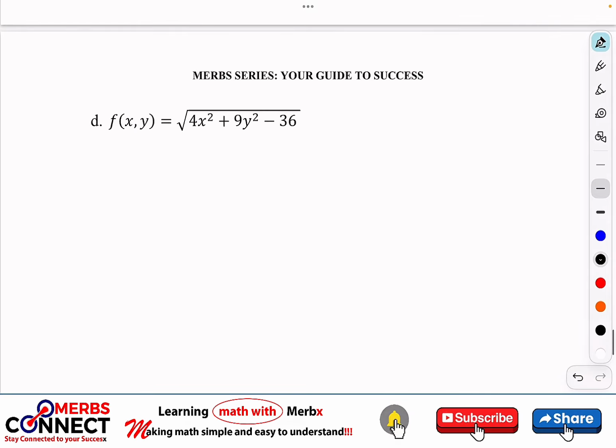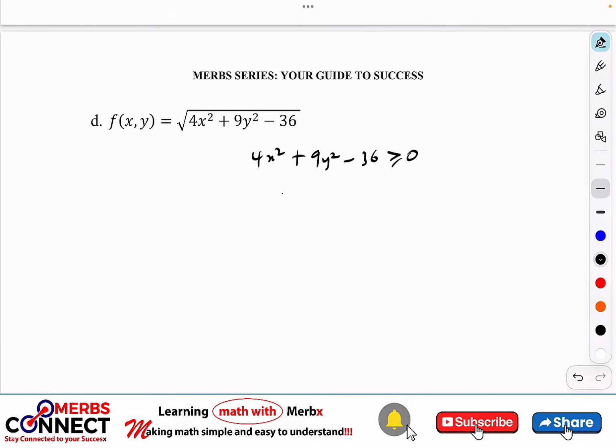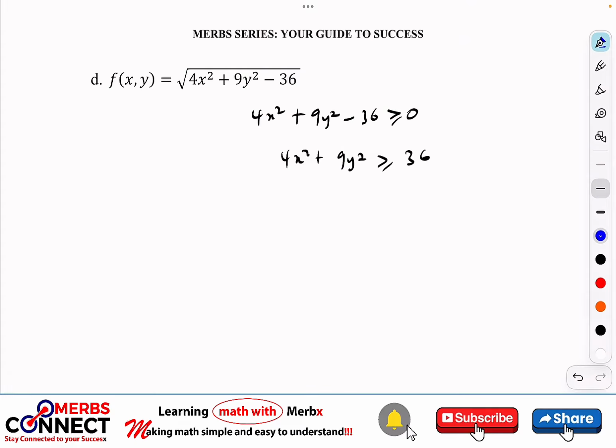So let's do this one too: 4x squared plus 9y squared minus 36 is greater than or equal to 0. Now this means that 4x squared plus 9y squared is greater than or equal to 36. Oops, this one too is still an ellipse. I thought this was going to be a hyperbola. Okay, maybe we'll get some practice question where we get a hyperbola.